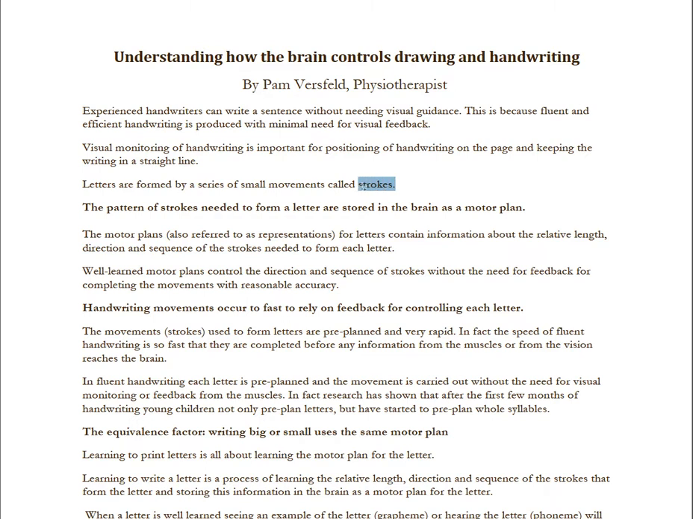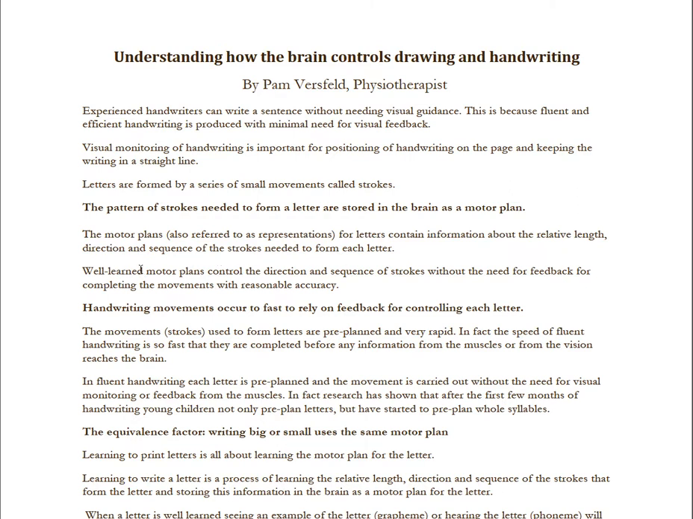In a minute, we're going to go through my whole program here and look at the strokes. The pattern of strokes needed to form a letter are stored in the brain as a motor plan. It's like a set of blueprints in the brain that the mind follows automatically. The motor plans are also referred to in the literature as representations, for letters containing information about the relative length, direction, and sequence of strokes needed to form each letter.